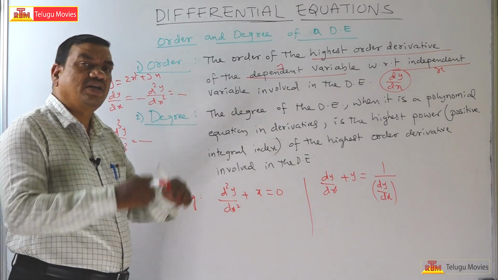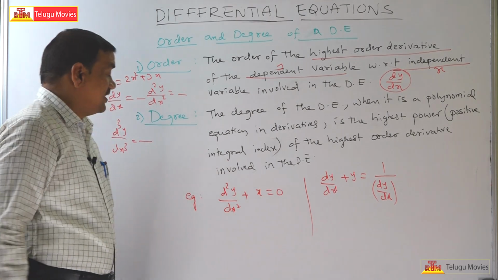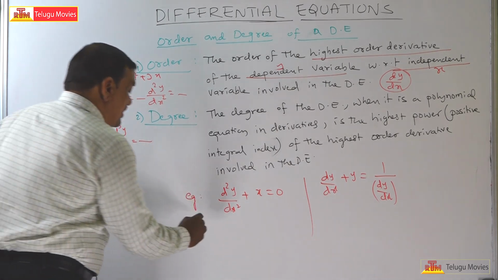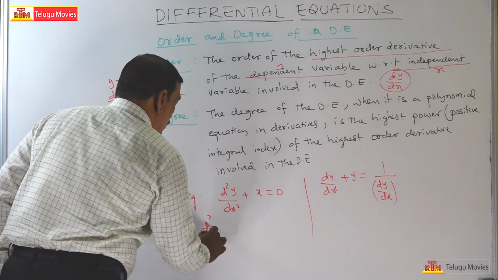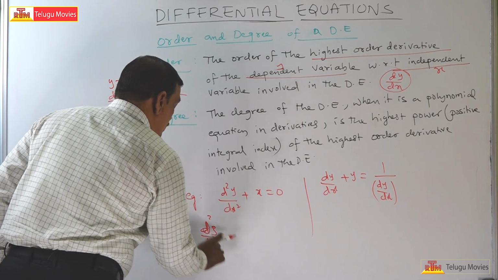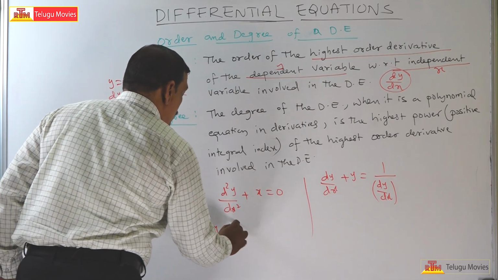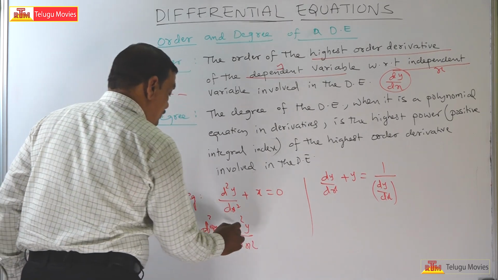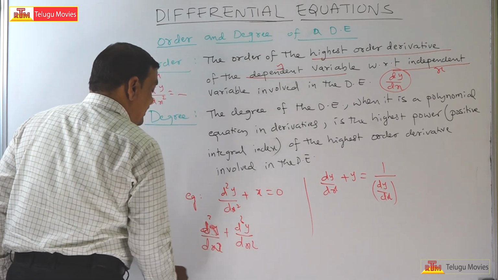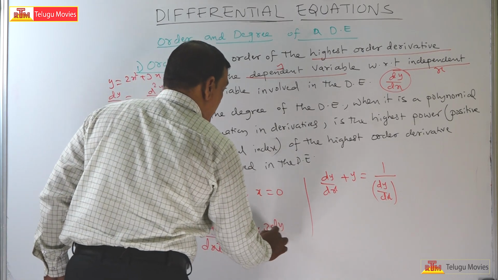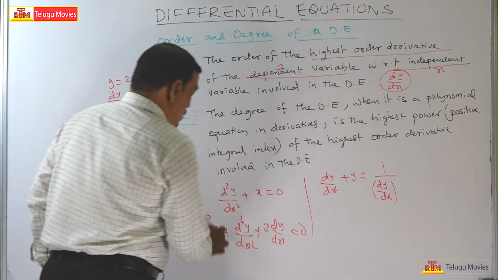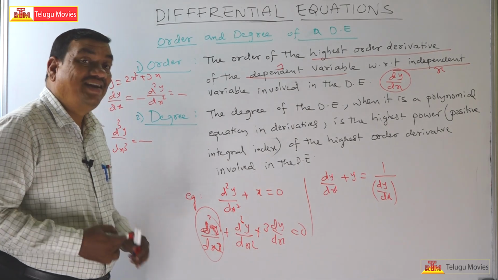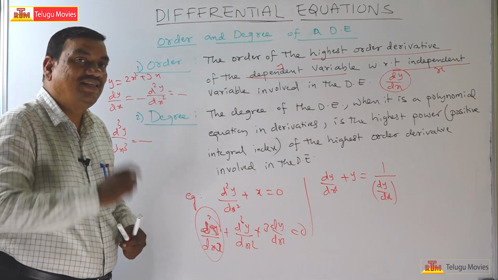So, order we can easily identify. For example, d square y by dx square is order 2. For example, if an equation is d cube y by dx cube plus 3 into dy by dx is equal to 0, what is the highest order derivative? d cube y by dx cube. Therefore, the order is 3.